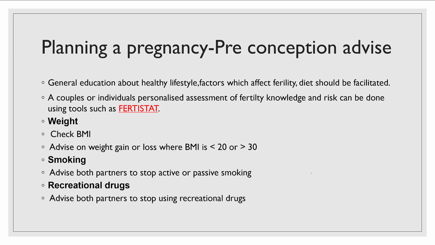What do we do when a couple comes to us planning for pregnancy? Go through their history, check their understanding about the healthy lifestyle factors which can impair their fertility, diet, exercise. You need to discuss and get some idea, and then guide them towards healthy practices and lifestyle improvements. You can assess their personalized fertility knowledge and the fertility background. There are tools like Fertistat which you can use.